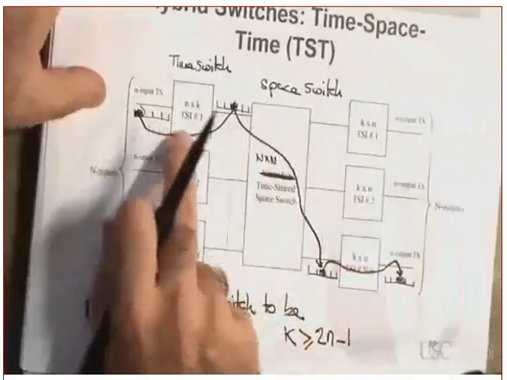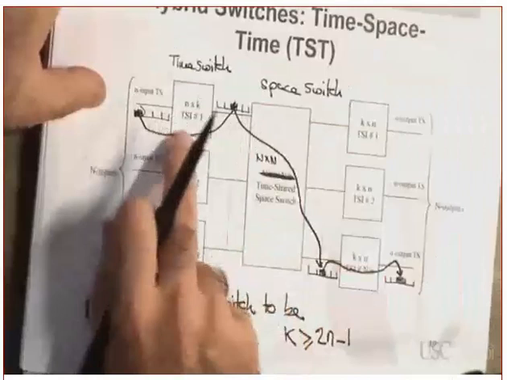In the control memory of the space switch. Help me. In the space switch, do we need a control memory? We need a control memory. Why? I told you the space switch reconfigures every time slot. Did you get this or not? How many time slots? We have K time slots.